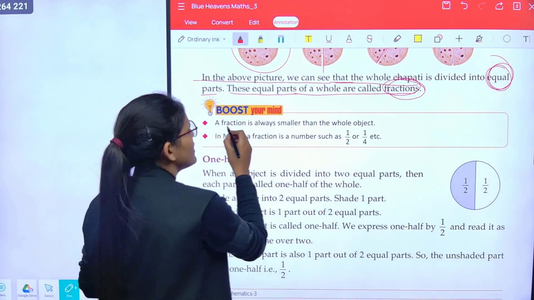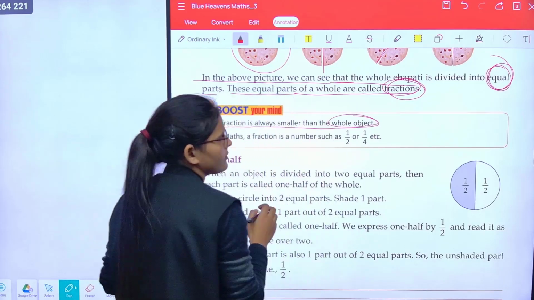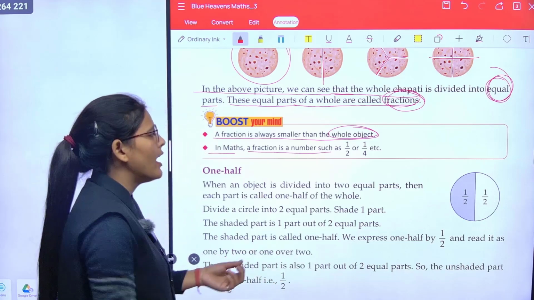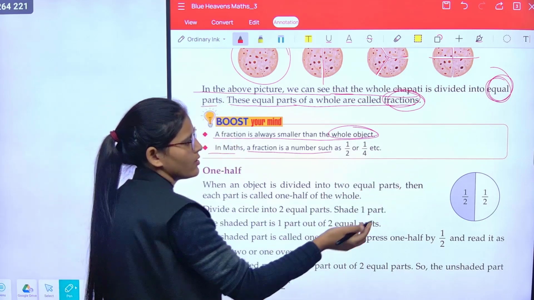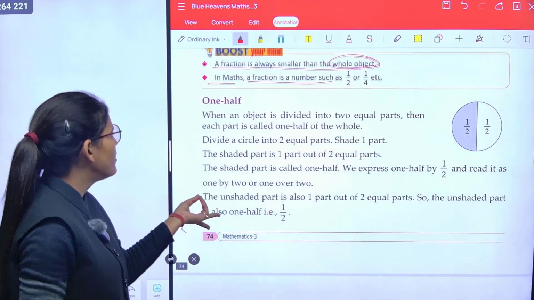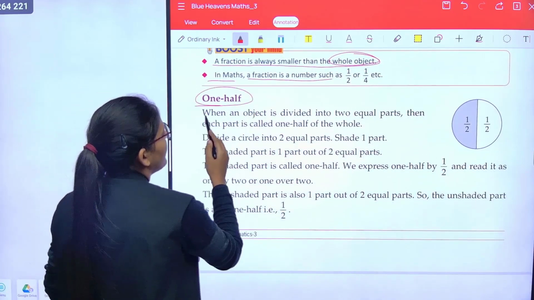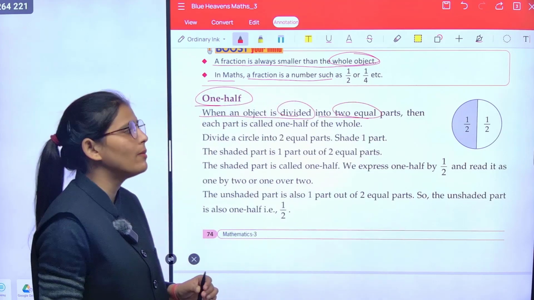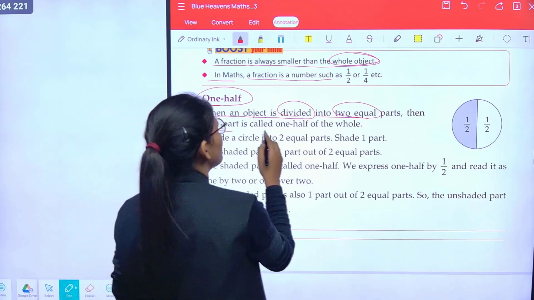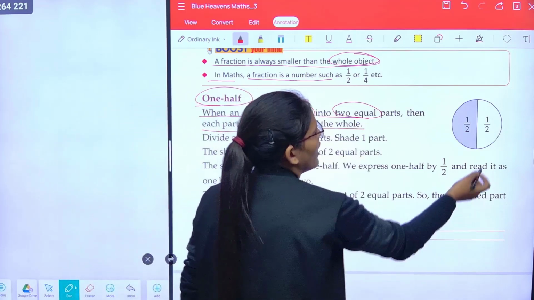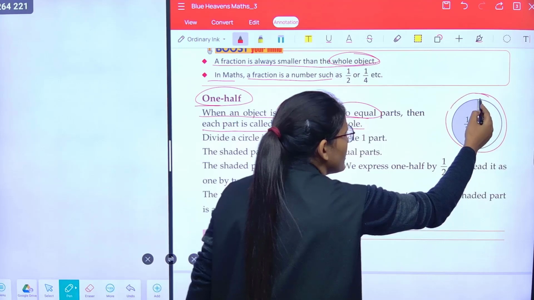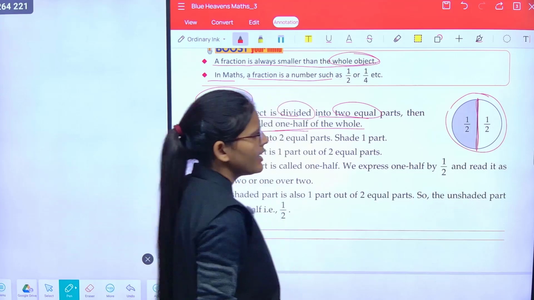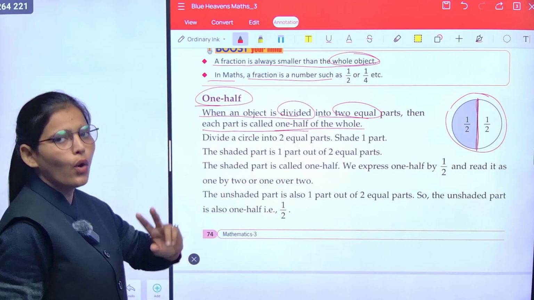A fraction is always smaller than the whole object. Okay. In maths, a fraction is a number such as half, 1/4, 1/3, 2/3, 6/3, etc. Understood? 1/2: when an object is divided into two equal parts, किसी भी ऑब्जेक्ट को हम टू इक्वल पार्ट्स में डिवाइड कर देते हैं, then each part is called 1/2 of the whole. Now ये सर्कल है क्लास, हमने इसको इक्वली टू पार्ट्स में डिवाइड किया है. So it is 1/2 of the whole.